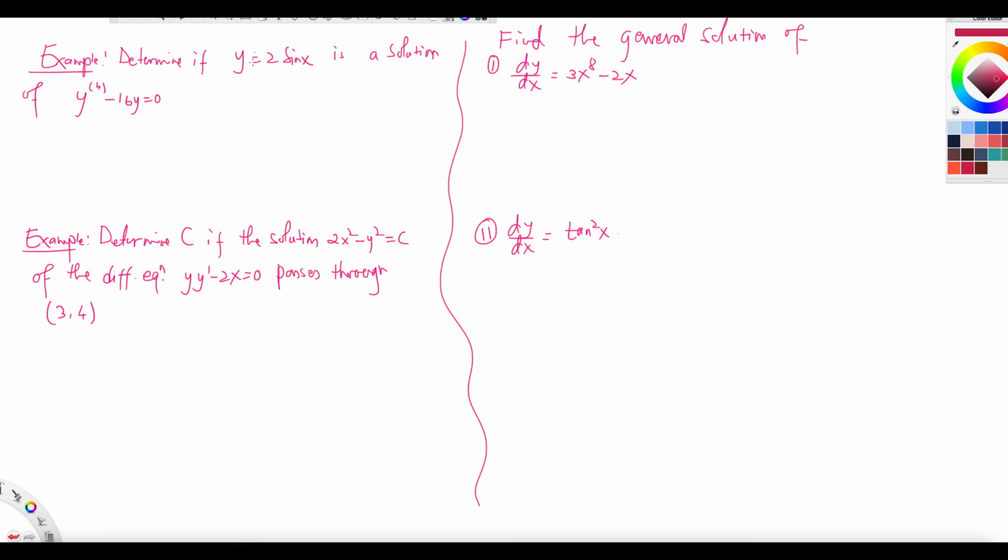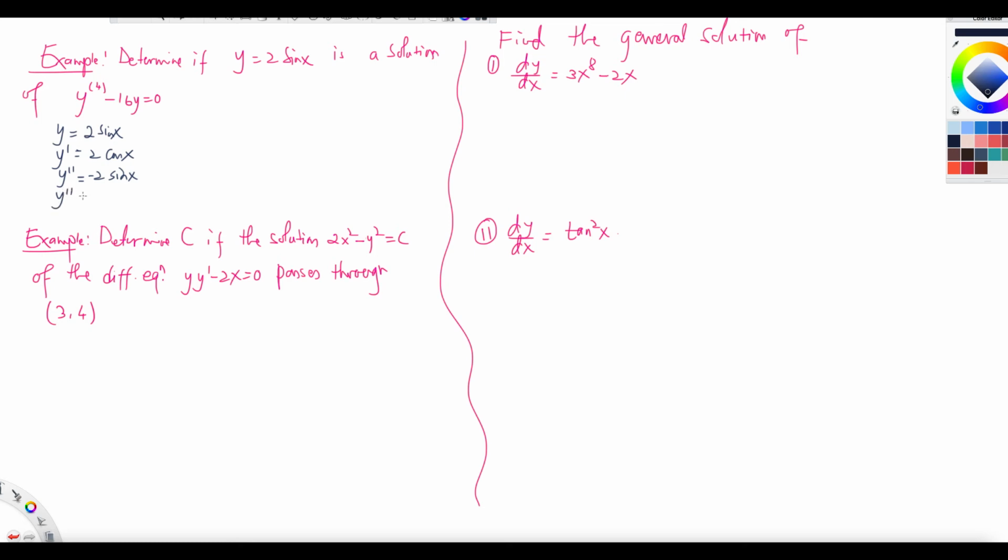This example says, determine if y equals 2 sine x is a solution of the fourth derivative of y minus 16y equals 0. So we need to find the fourth derivative of y here. We have y equals 2 sine x. What is y prime? It is 2 cosine of x. What is y double prime? That is negative 2 sine x, because the derivative of cosine x is negative sine x.